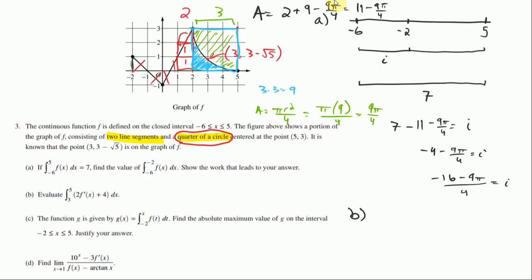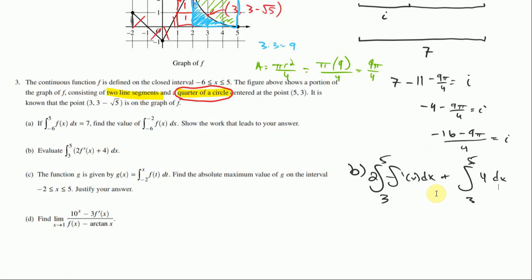Part B. Evaluate the integral from 3 to 5 of 2 times f prime of x plus 4 dx. All right, so let's do it. This is going to be the integral from 3 to 5 of 2 times f prime of x dx plus the integral from 3 to 5 of 4 dx. So let me scroll down a little bit here.